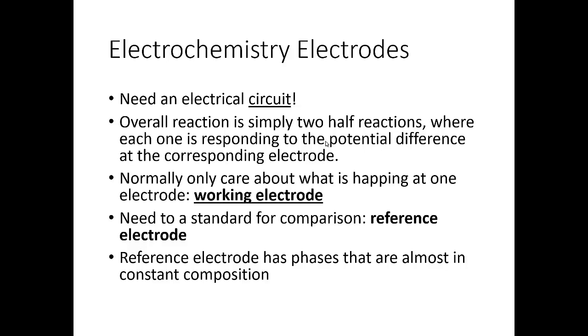Typically we only care about what's happening at the working electrode, but we'll use the reference electrode for comparison. It's sort of like when we were looking at the copper ion selective electrodes or the calcium ion selective electrodes. We didn't really care about the chemistry that was happening at the reference, but you needed the reference there just to hold your electrode stable. So reference, making it stable. Your working electrode is where the reaction you care about is happening.